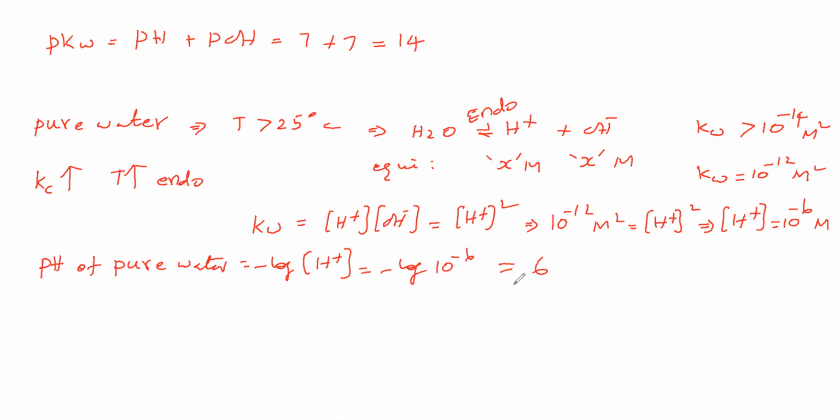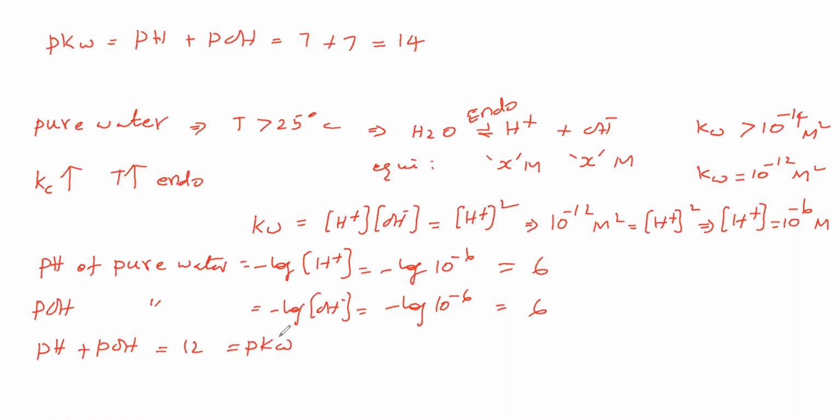So pH of pure water is 6. Now we will find pOH of pure water: minus log of OH minus, substituting the OH minus concentration, 10 power minus 6, pOH is equal to 6. Let us find the sum of pH and pOH, that is 12, which is equal to pKw.